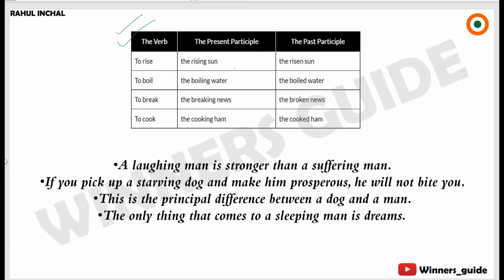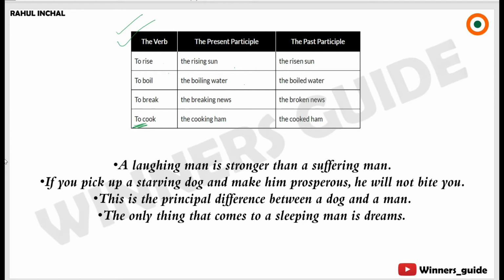To boil. The boiling water. The boiled water. To break. The breaking news. The broken news. To cook. The cooking ham. The cooked ham. As you see, there are two forms here. Let's look at a few examples now.